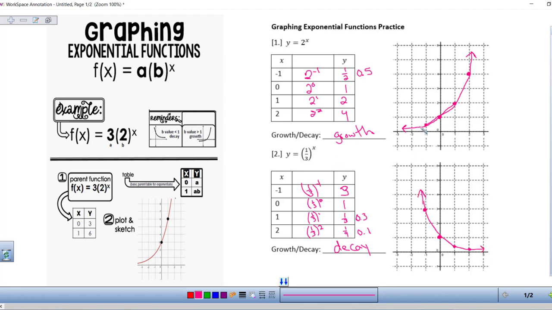Notice I did not keep this going down further below the x-axis. I just kind of flattened out. That's what exponential functions do. They get really, really close to 0, but they don't actually touch it.